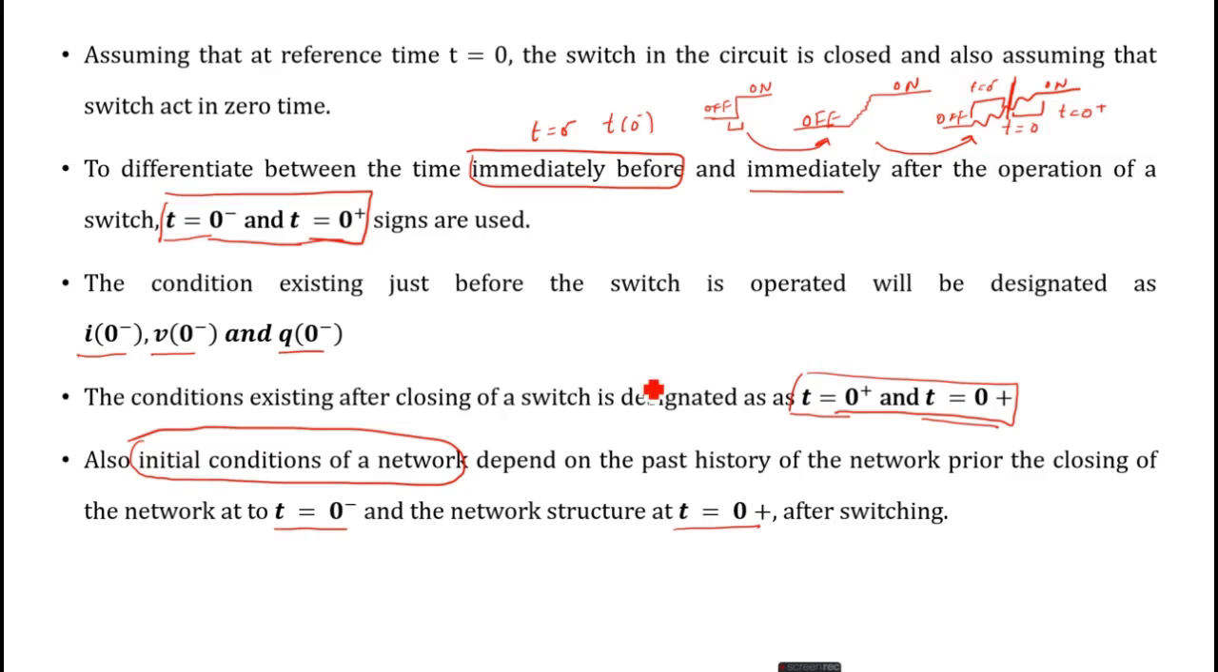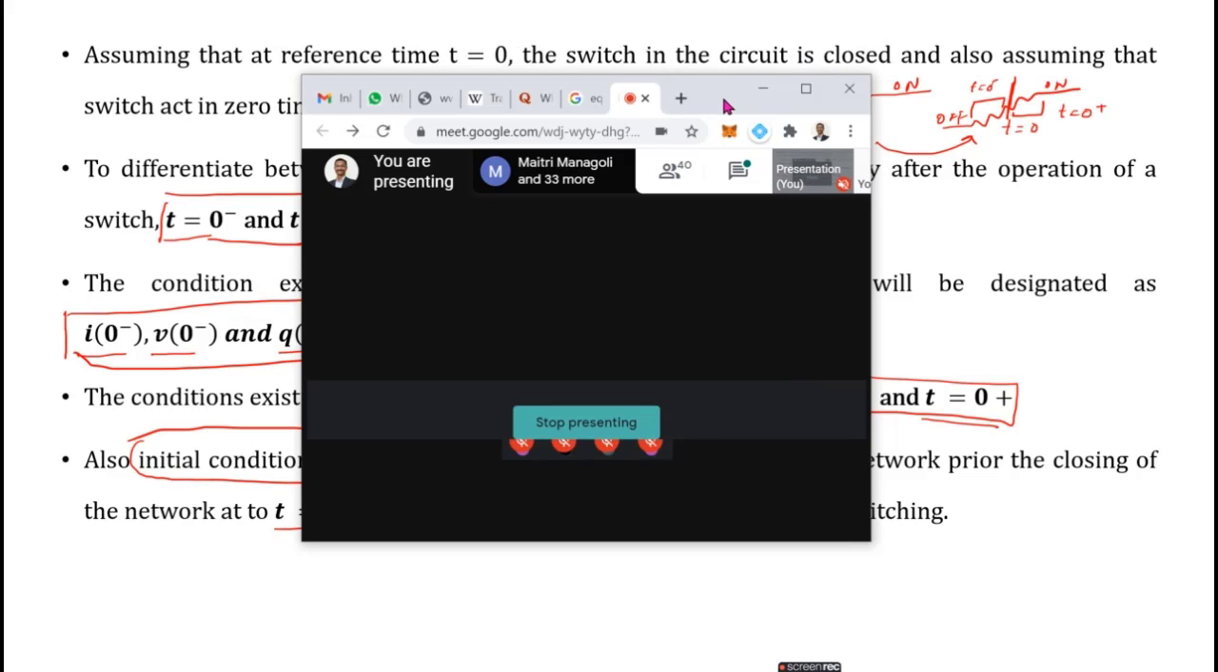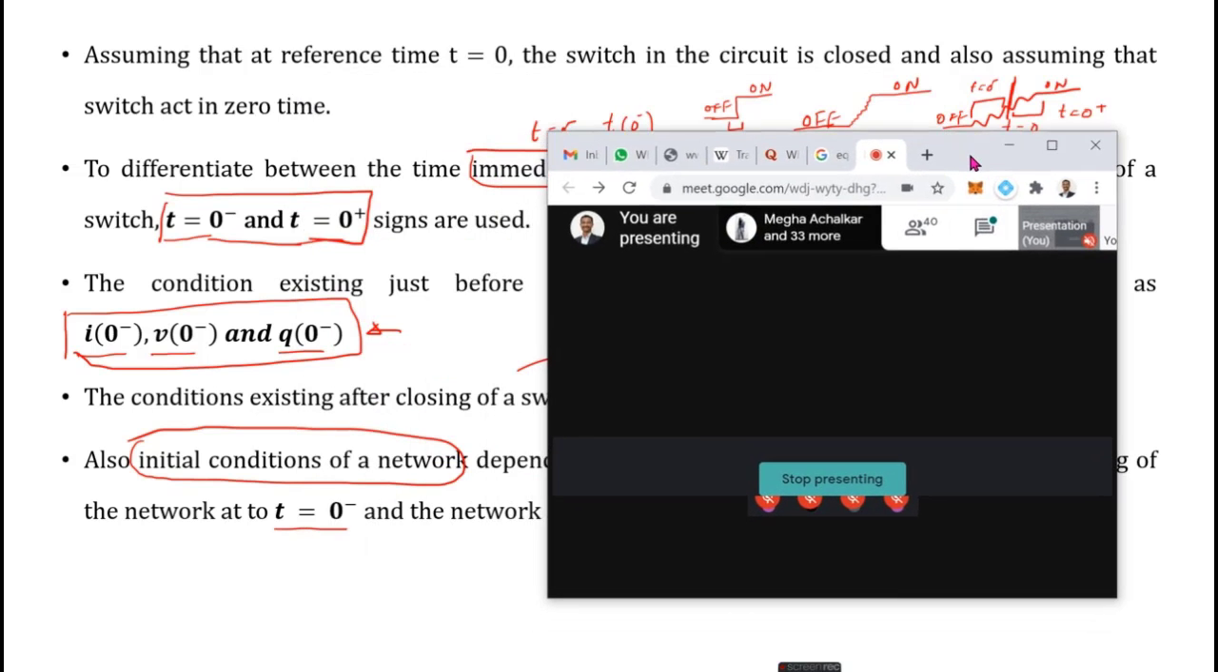And you can see here, what do you mean by I0 plus, V0 plus and Q0 plus? These are the currents, voltages and charges calculated immediately after switching. These are the values calculated immediately before switching. You can see here, immediately before switching, immediately after switching. Am I clear? Have you understood the meaning of these symbols?